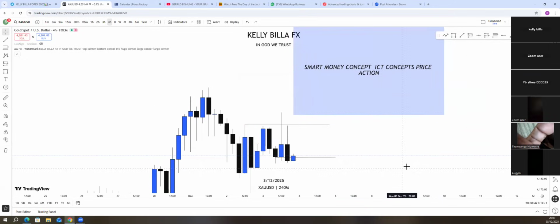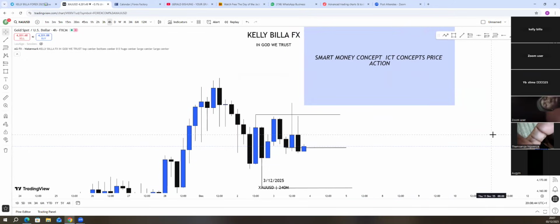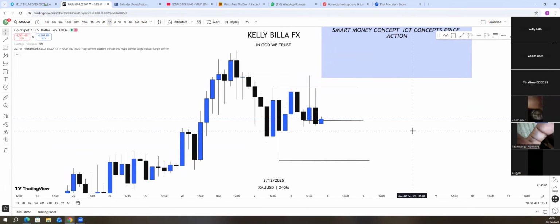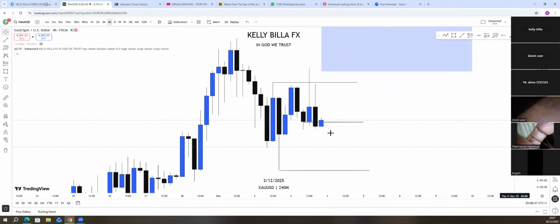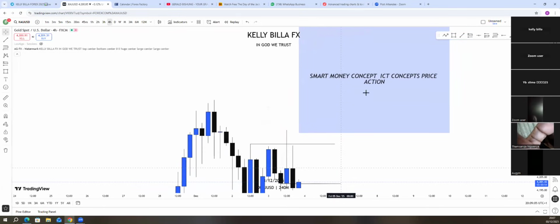Because most of you, when we give out analysis, you don't even know how to take it. For example, I could send out an analysis and tell you to sell gold when you have the confirmation, and you're going to look at me like, where should I sell? How should I sell? What is the confirmation? Because as of now, you do have to go down to your lower time frame to look for confirmation. So there are several things I'm going to teach you on smart money concept, ICT concepts, and price action.